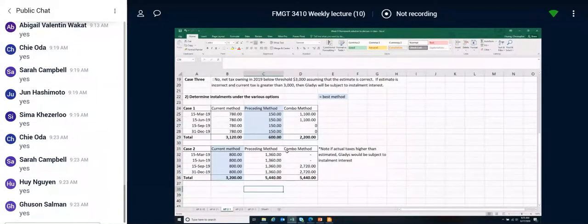Of course, because the preceding methods require 5,440, they'll never ding you for the difference in excess of the 5,440. Okay, this is like your ceiling in terms of the installments that you were required. So let's say your actual taxes owing was like 6,000. They won't take 6,000 less 3,200, and that's the amount that they're going to ding you installment interest on. They're going to take 5,440 less 3,200, and that's what they'll ding you on. Okay, does that make sense?